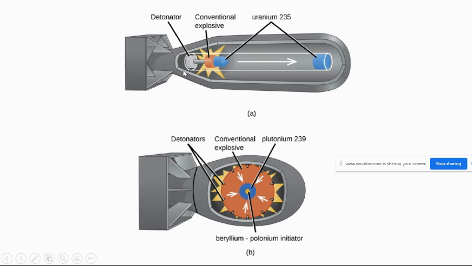So here is an example of what these bombs look like. This was one of the ones that they used over Japan back in World War II. This is one of the designs where they had a conventional explosive and it rammed into this uranium. And then they've got another one, and they had two different designs because they were hoping that one of them worked, and both of them actually worked.